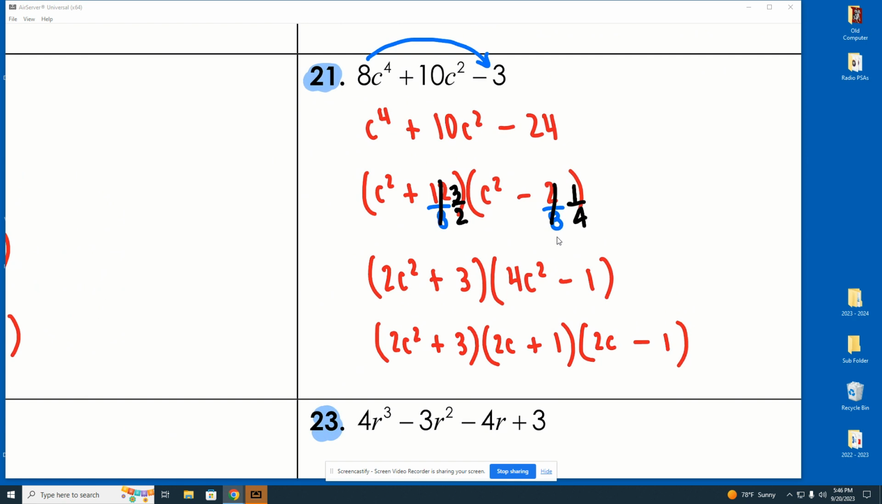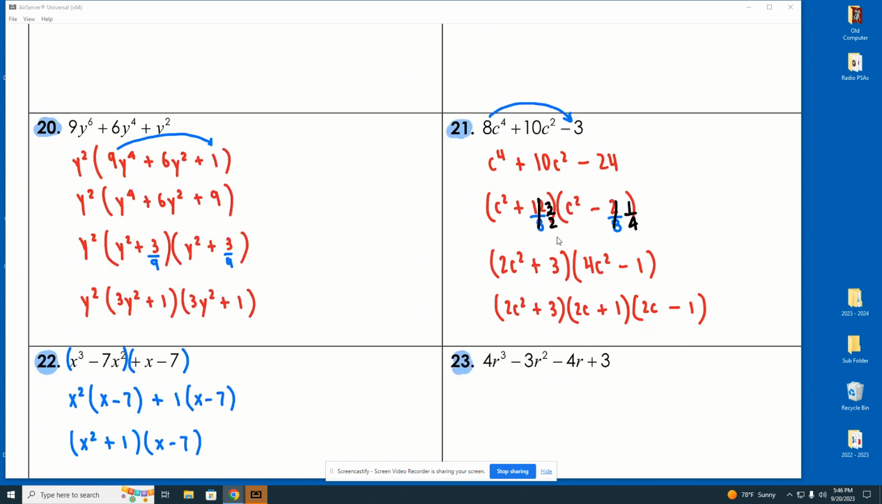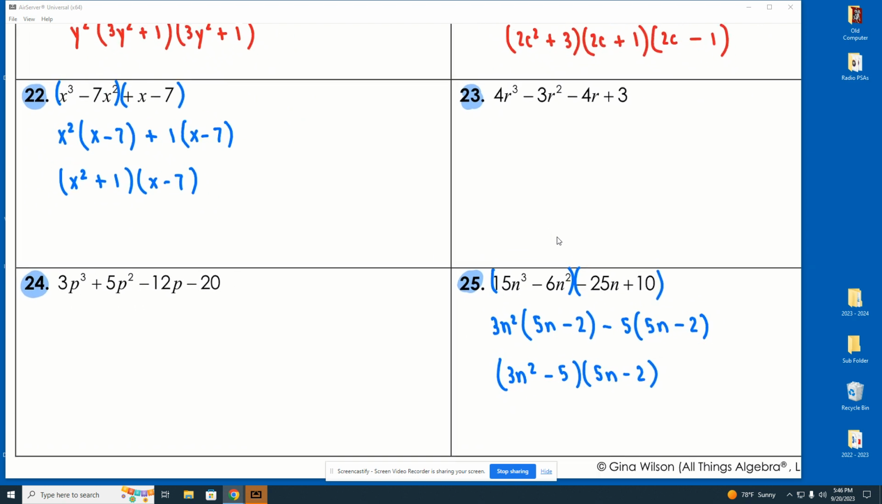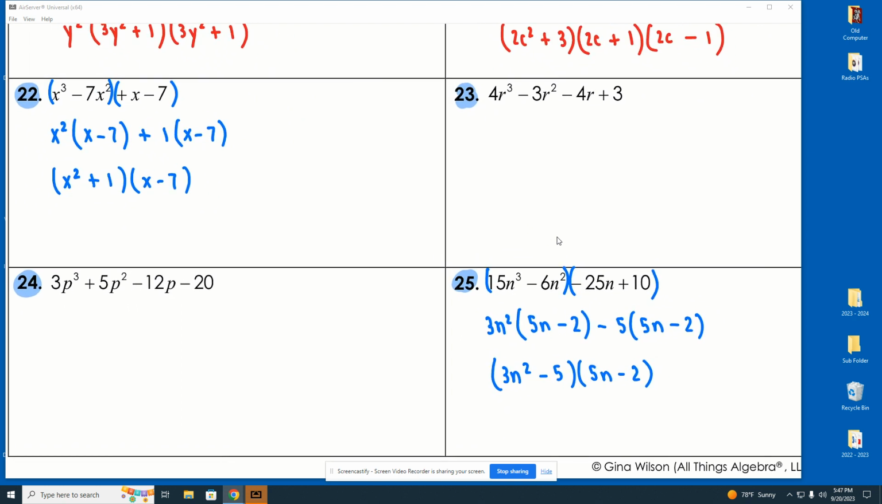So that one was a little trickier. That's why I wanted to show it to you. Here's 22 and 25. But let me do 23 and 24 with you. Again, this is my favorite method of factoring. It's factor by grouping. So we're going to group these. And there's a reason why I chose both of these.